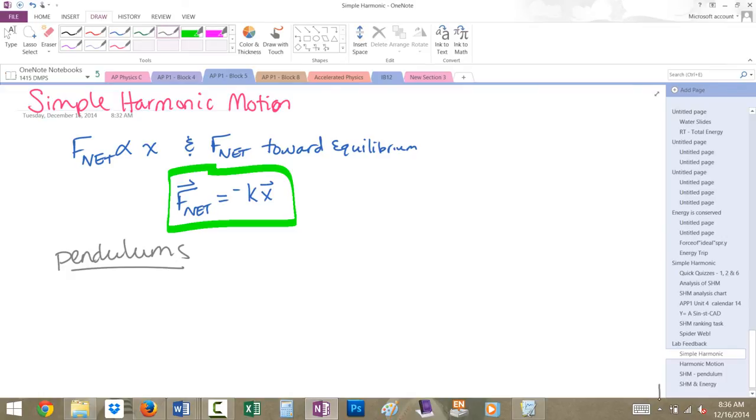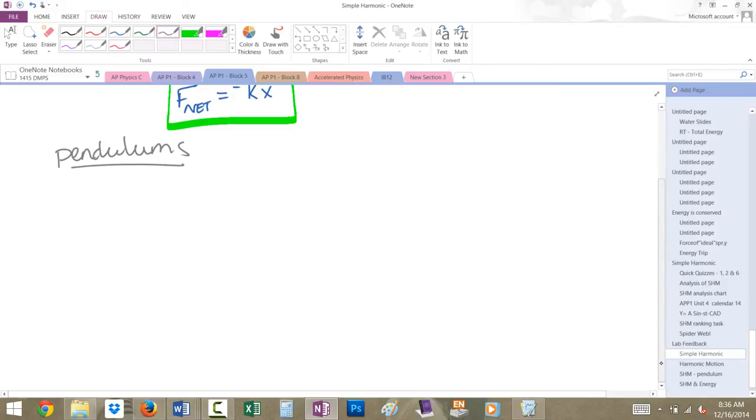So, if this is a simple harmonic oscillator, what does that mean about the net force acting on that bob? What does it have to look like? It has to look like negative kx, right? That's what we said. So we're going to find out if that kindergarten teacher was, in fact, telling you the truth.